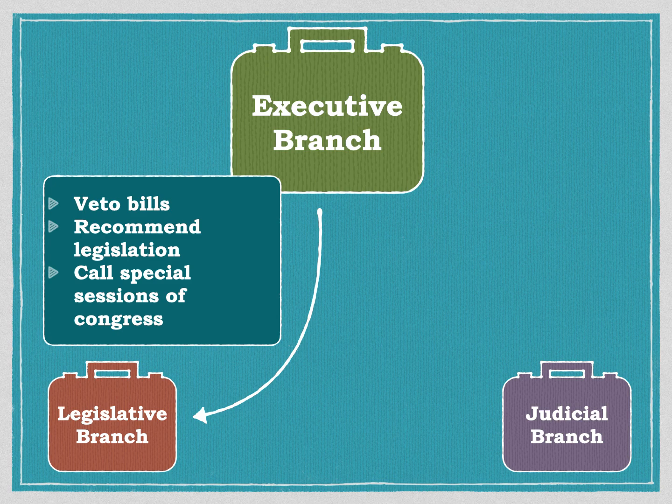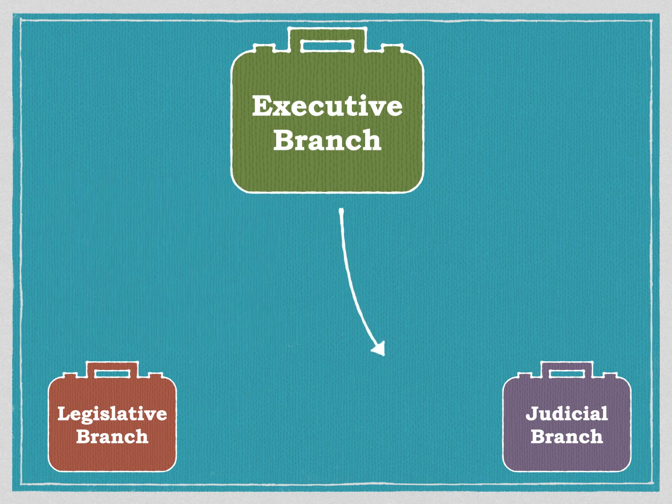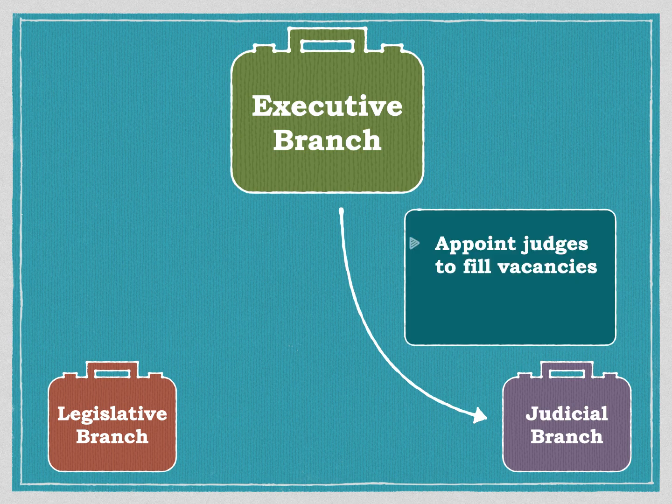The executive branch can also call special sessions of Congress. So the president has the power to force Congress to meet to discuss something. Now, how the executive branch interacts with the judicial branch. The president has the power to appoint judges and fill vacancies.